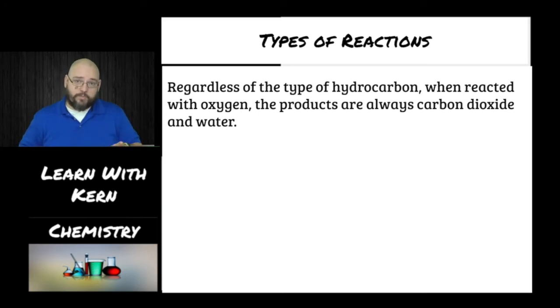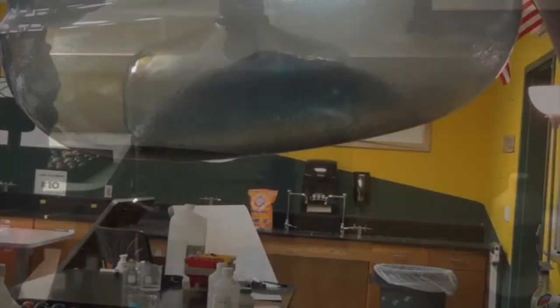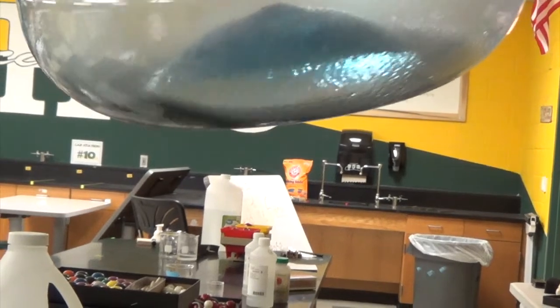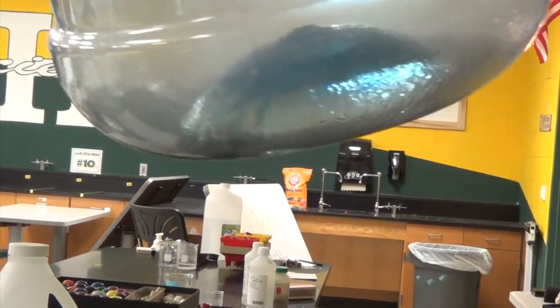And so when we talk about predicting, hydrocarbons are the easiest ones to predict because they always have the same products, carbon dioxide and water. This is the combustion reaction of ethanol and oxygen to produce carbon dioxide and water. So the products of a combustion reaction are carbon dioxide and water, and you can see here there is water sitting in the bottom of my bottle.